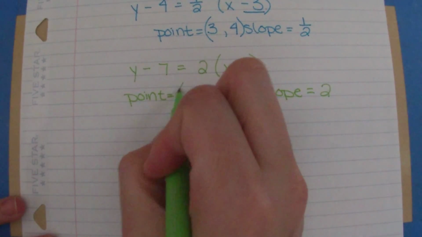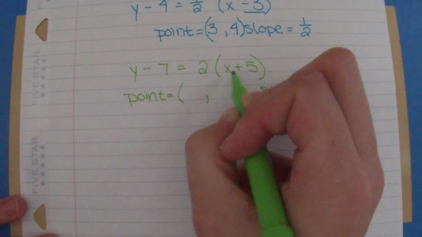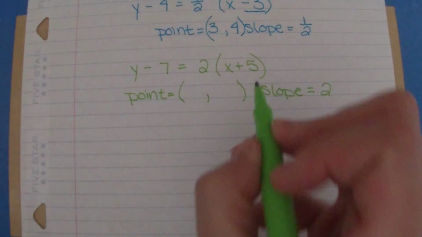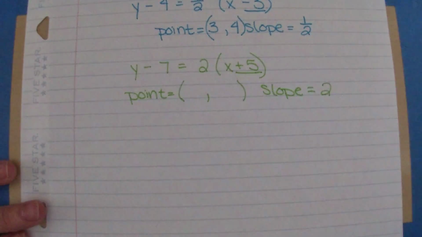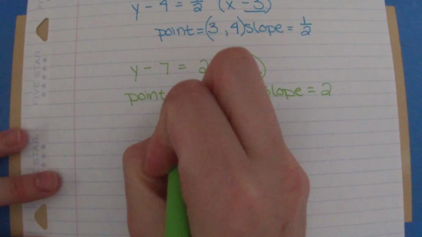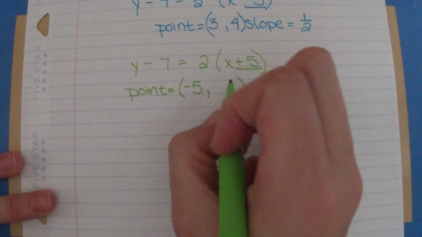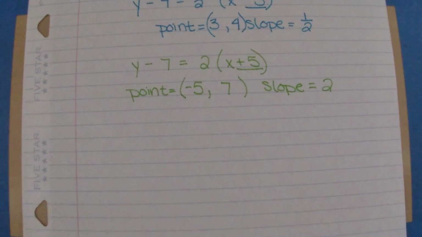Our point, again, is x value first. So what's sitting over here with the x goes first. Now it looks like a +5, but we are taking the opposite sign. So if it looks like a positive, we are going to write it down as a negative. Same thing for our y. If it looks like a negative, we are going to write that down as a positive.